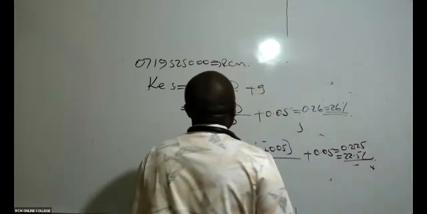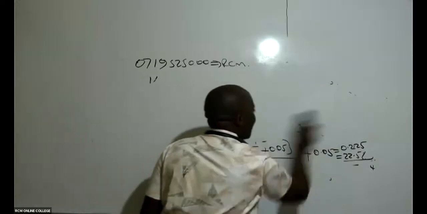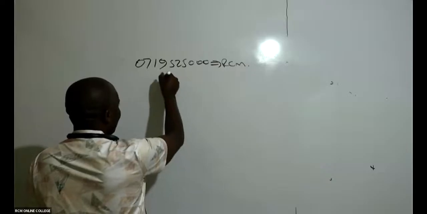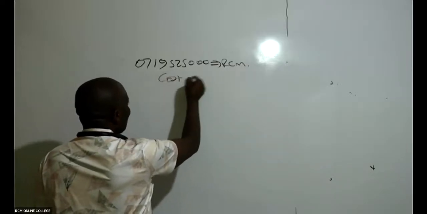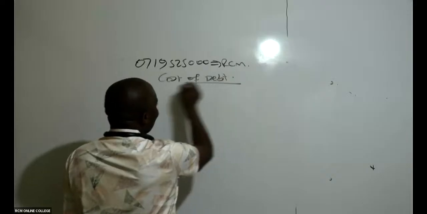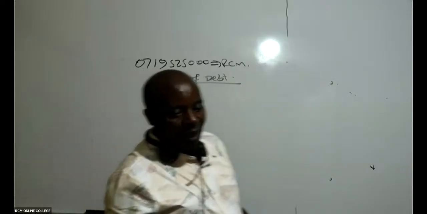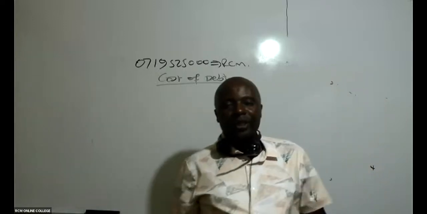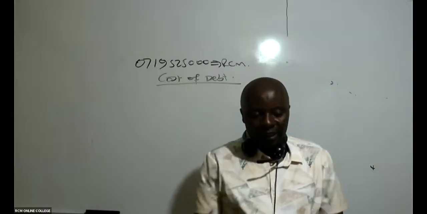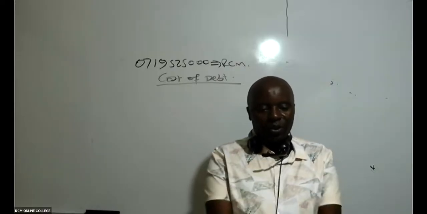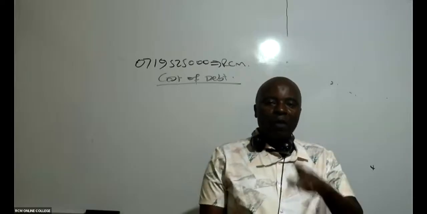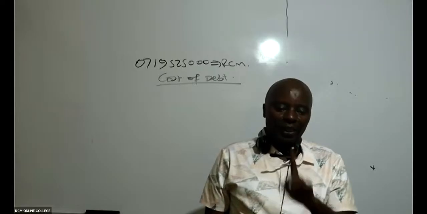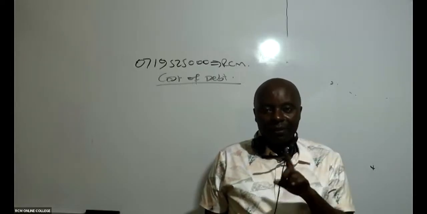Now then that opens a door for me to go and now discuss what we call cost of debt. So cost of debt, we have got 2 types of debt instruments. Do you know them? The debt instruments. We have what we call irredeemable debt, and then we have redeemable debt. Irredeemable and redeemable.